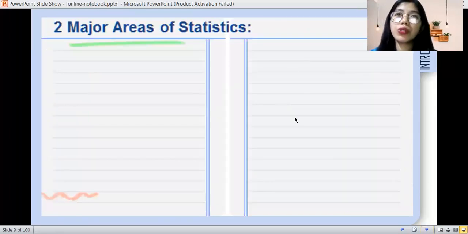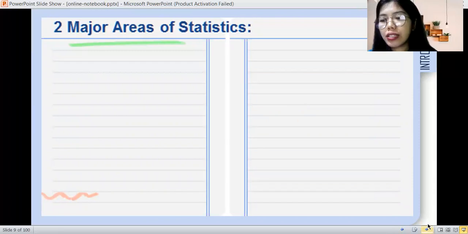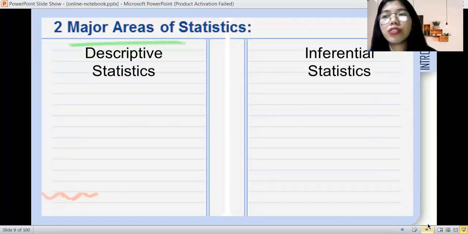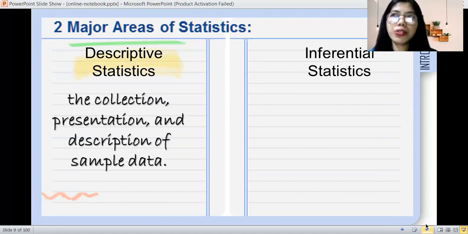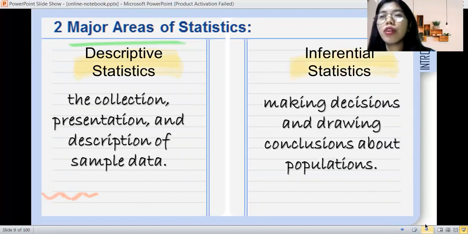Now we also have the 2 major areas of statistics. We have the descriptive statistics and the inferential statistics. Descriptive statistics refers to the collection, presentation, and description of sample data, while inferential statistics refers to making decisions and drawing conclusions about the population.